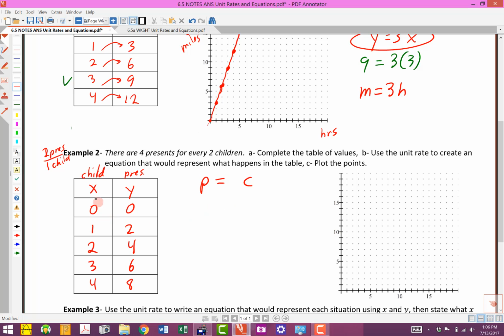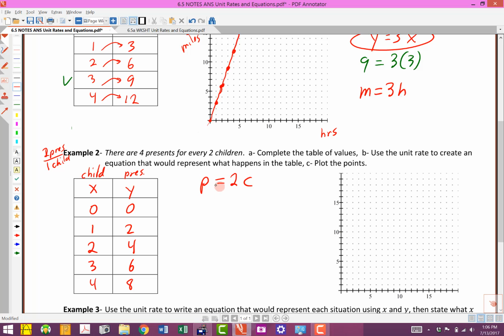So if we think about it, let's take a look at the relationship here. What could we do to go from the number of children to the number of presents that are required for this particular party? Well, if there are no children, we don't need any presents. If there's 1 child, we need 2 presents, 2 children, 4 presents, and so forth. So you might recognize that what we'd have to do is multiply by 2. So if you take the number of children, double it, that tells you how many presents you need.